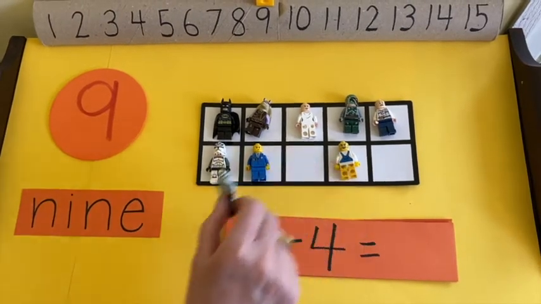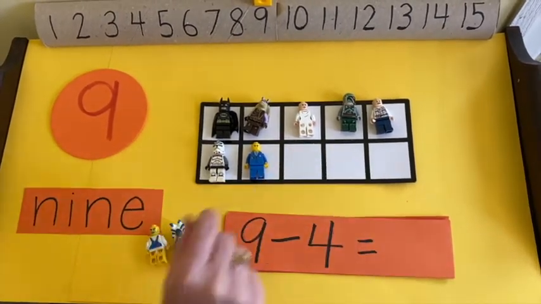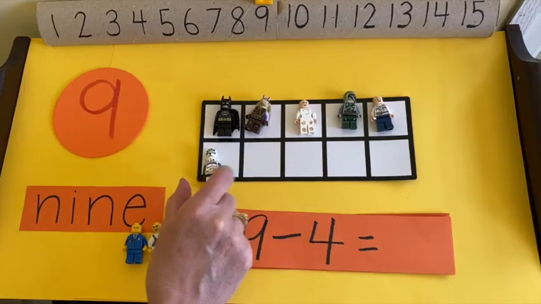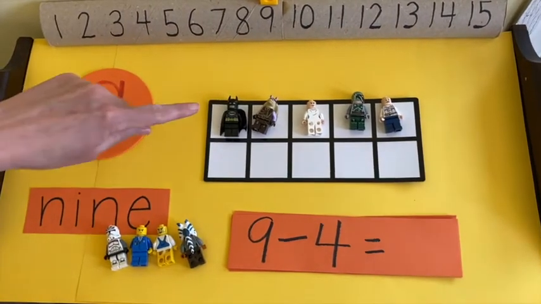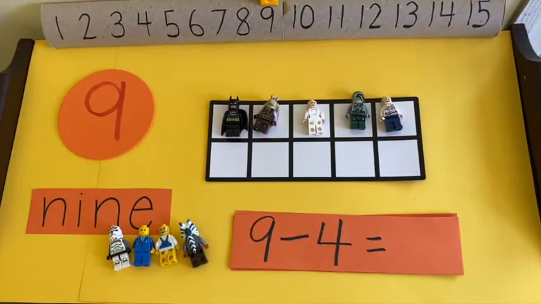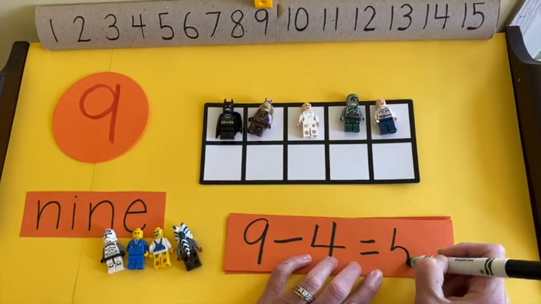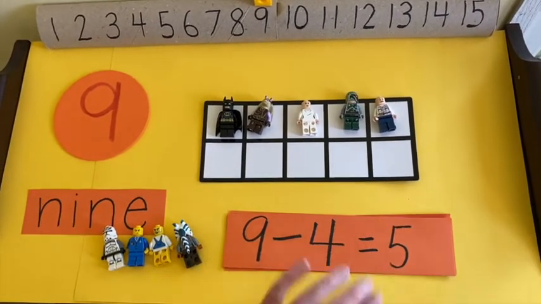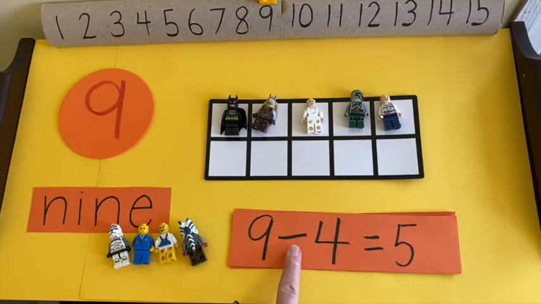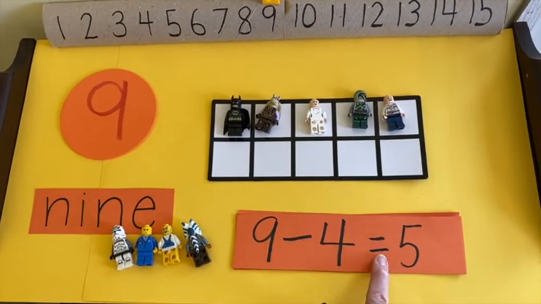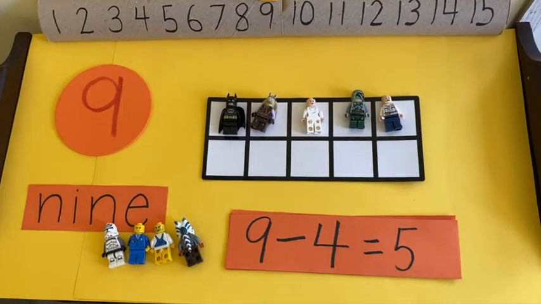So you do it at home. I'm doing it. I'm grabbing my 4 off the bottom because it's easier for me to see that the top is still full in that 10 frame, so I have 5 left. And then read that number sentence with me. 9 minus 4 equals 5. Great.